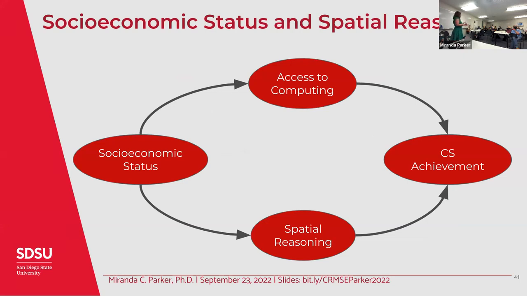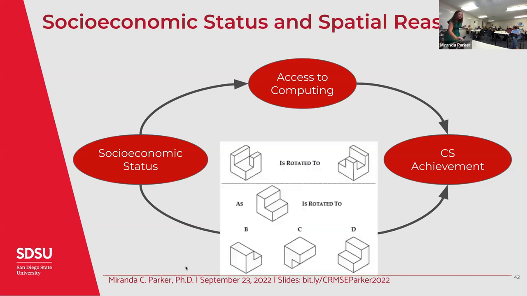We know that socioeconomic status is correlated with higher CS achievement, but that's not causal. Having more money does not automatically make you better at computer science. But what are the intermediate variables that might be at play here? So we looked at just two. We looked at access to computing, so that might be summer camps or having access to computer science in high school or elementary school, which is correlated with socioeconomic status, or spatial reasoning, which, let's see if I added the slide in the right place.